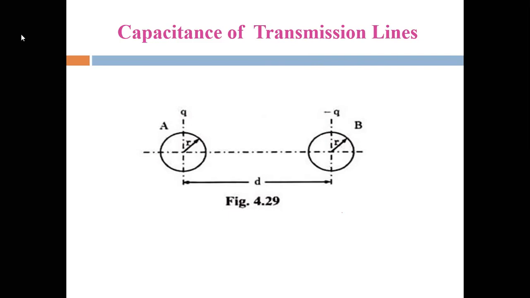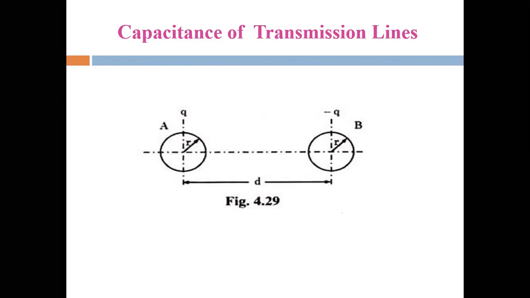These parallel conductors are displaced at a distance of d meters, with charges of q and minus q and radii of r meters. Then what is the potential difference between these two conductors? That will be calculated, and after that we calculate the capacitance value.